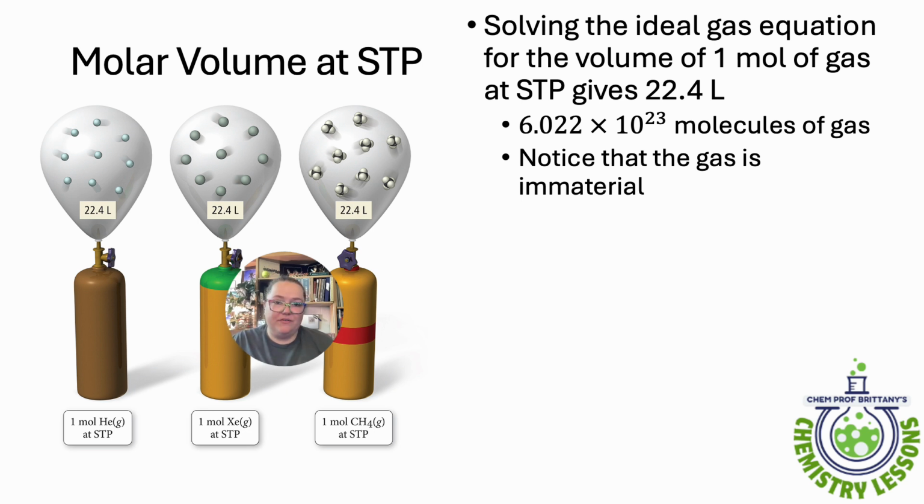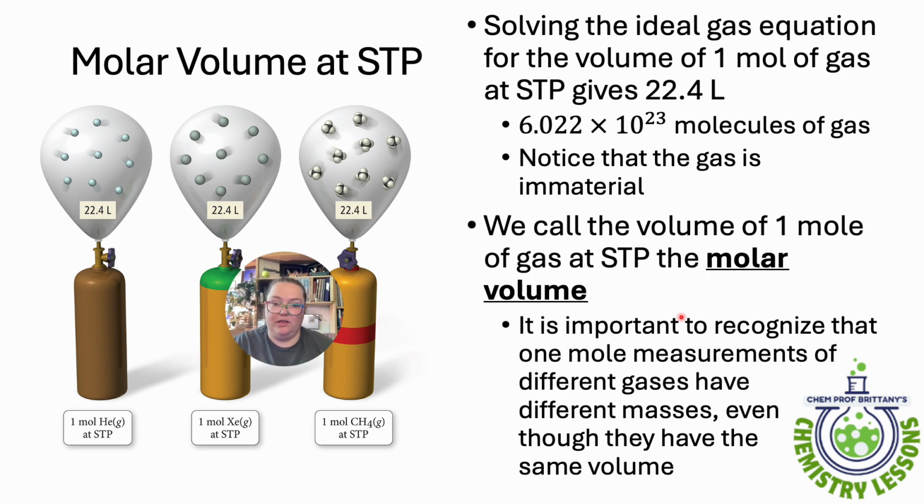Solving the ideal gas equation gives us 22.4 liters. This is for 6.022 times 10 to the 23rd molecules of gas or atoms of gas. Notice, it does not matter what that gas is. Here, you can see helium, 1 mole at STP is 22.4 liters. Xenon, 1 mole at STP, 22.4 liters. Methane, 1 mole at STP, 22.4 liters. It does not matter what it is.